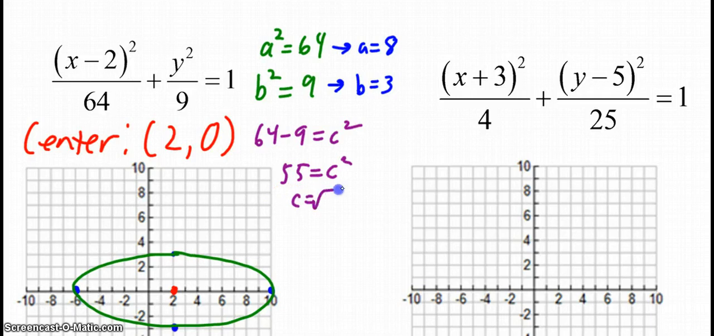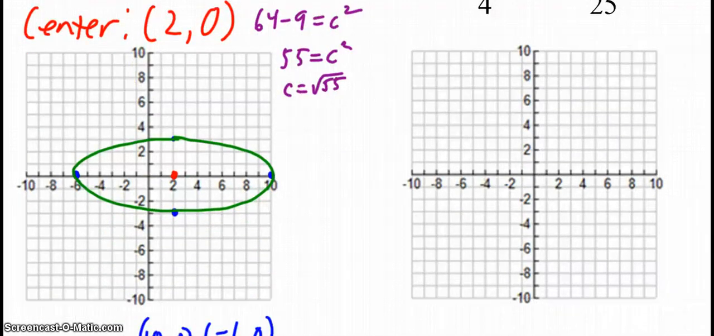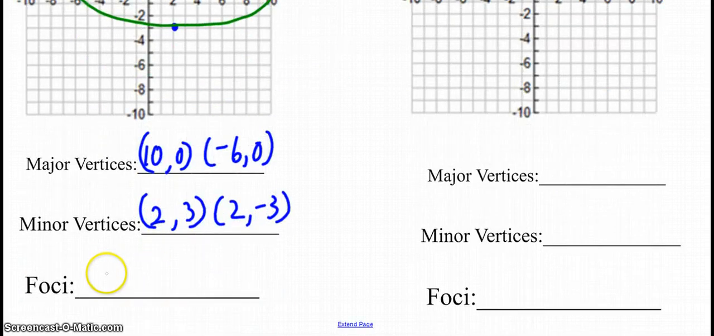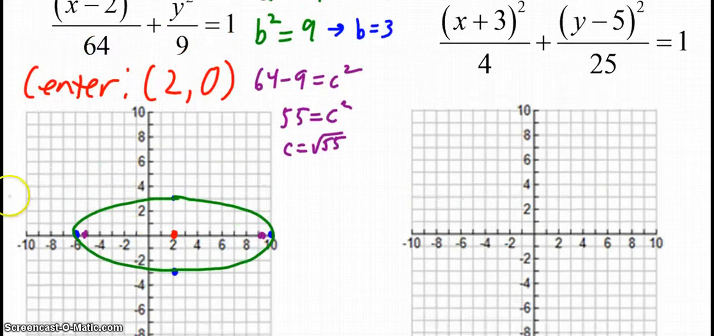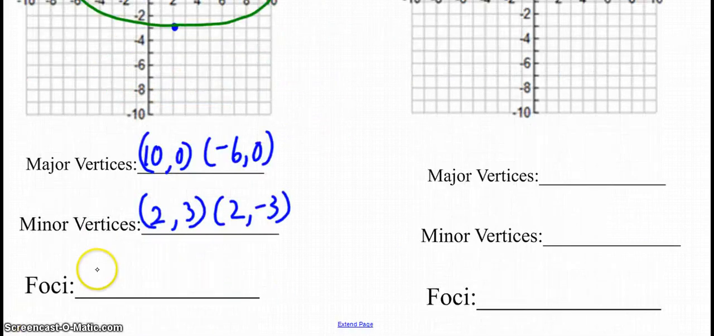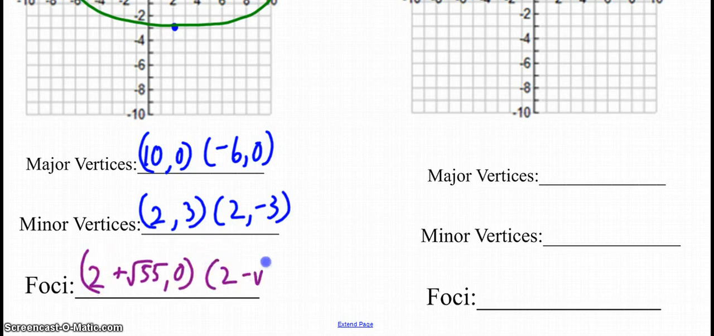Therefore c is the square root of 55. So what is the square root of 55? Well, that's 7 point something, so it's going to be hard to graph here exactly, but it's going to be like there and like there. And to write my equation, I know that I just added this value to the x value of the center, and I subtracted this value from the x value of the center, so I'm going to have (2 plus root 55, 0) and (2 minus root 55, 0).